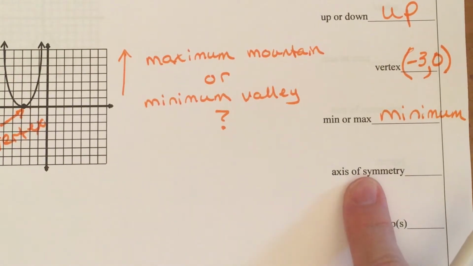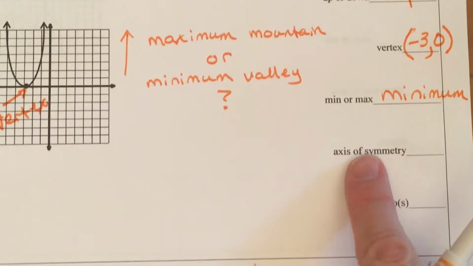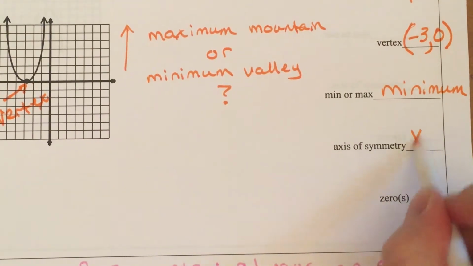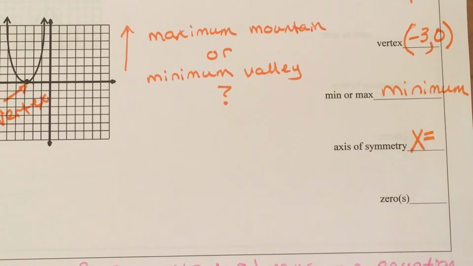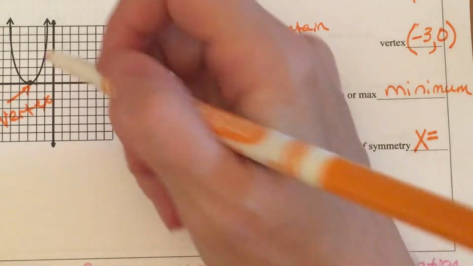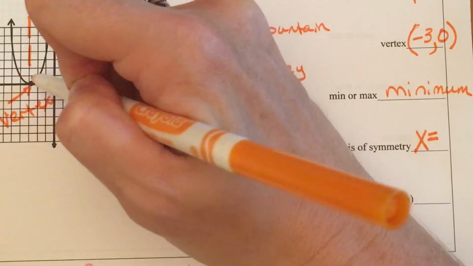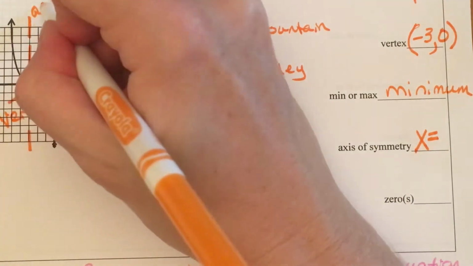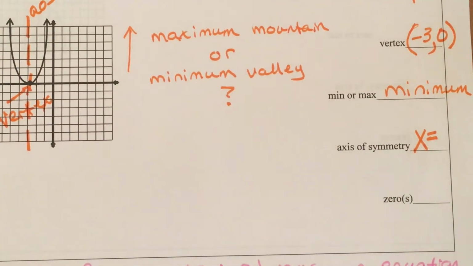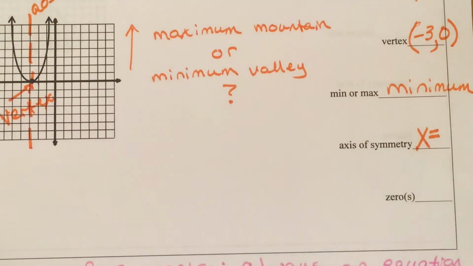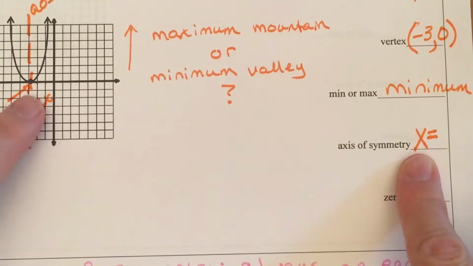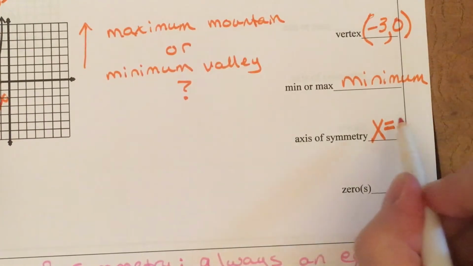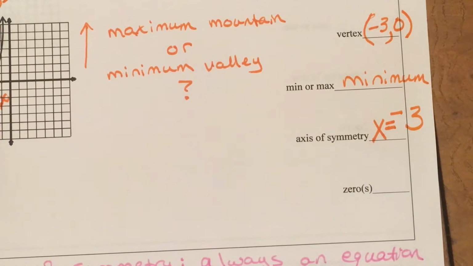All right, the axis of symmetry. So we just stated a few moments ago, the axis of symmetry is always an equation of x equals. X equals what? The axis of symmetry is where you can fold your parabola perfectly in half, and it goes directly through the vertex. So its number, x equals, is always the x part of my vertex. So x equals -3.